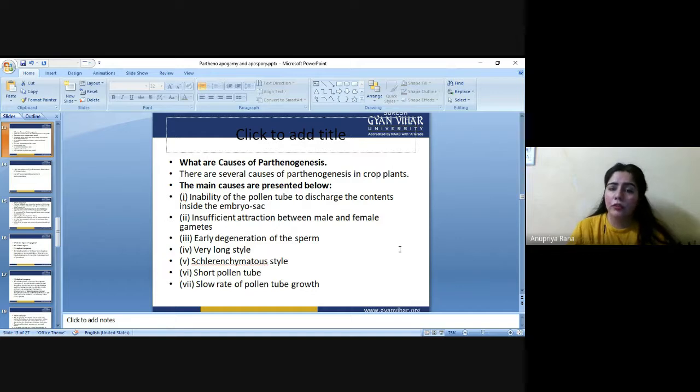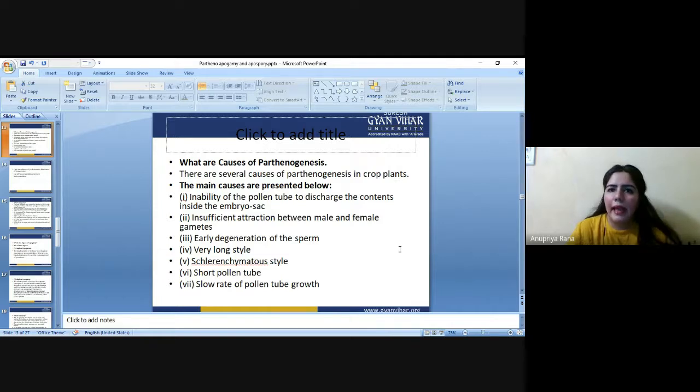Short pollen tube formation. When the pollen tube forms for pollen transport, if it is very short and cannot reach the embryo sac, at that time also parthenogenesis is induced. Slow rate of pollen tube growth. If the growth of the pollen tube is very slow, then obviously the pollen degenerates, because pollen has a life span.